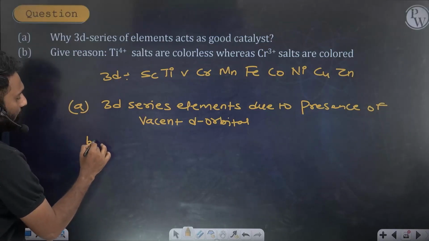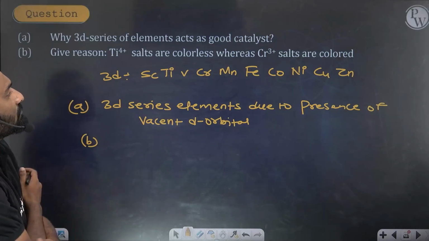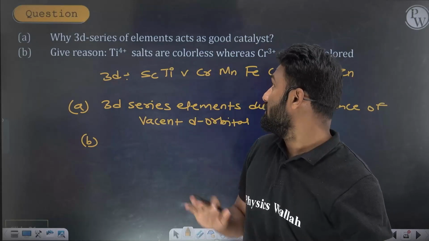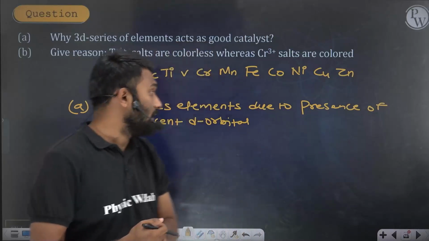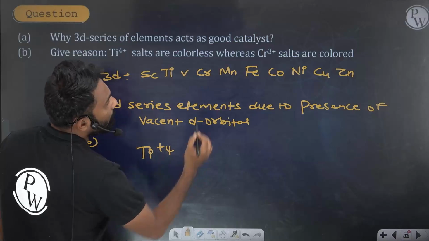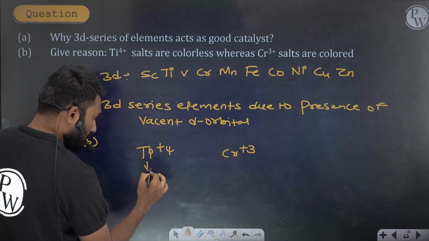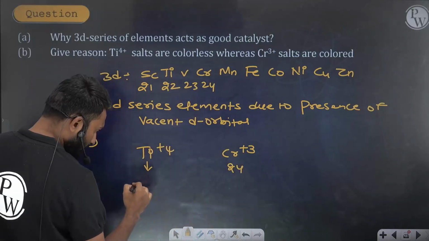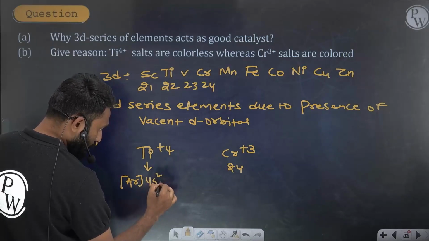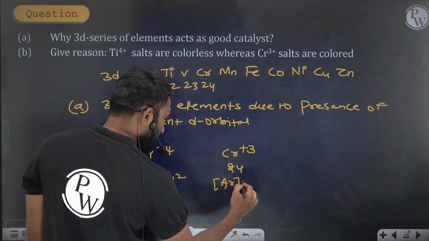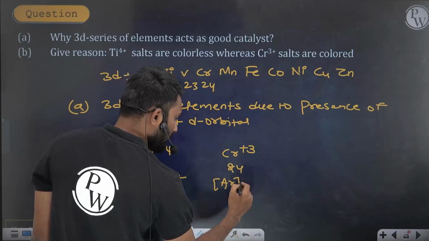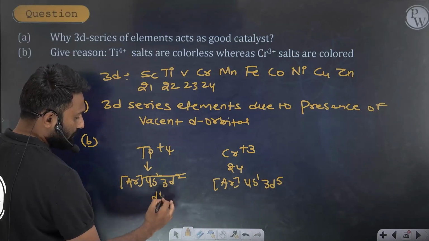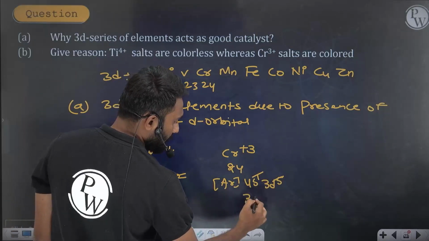Next, give the reason: Ti4+ salts are colorless whereas Cr3+ salts are colored. Titanium has atomic number 22, and chromium is 24. Ti is argon 4s2 3d2; Cr is argon 4s1 3d5. In Ti4+, 4 electrons have been lost, so it becomes d0. In Cr3+, 3 electrons have been lost, so it becomes d3.